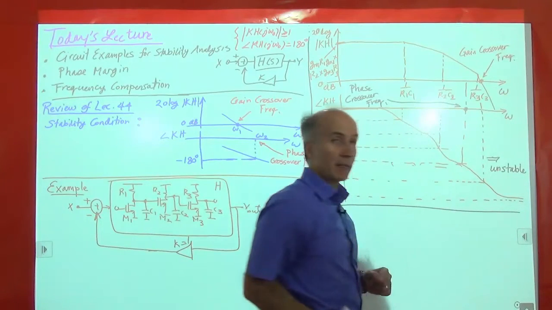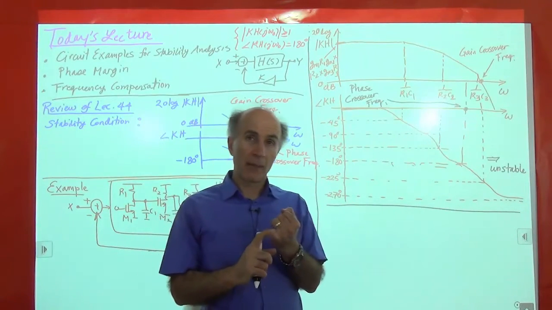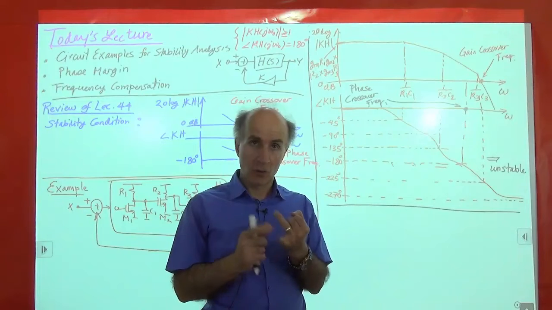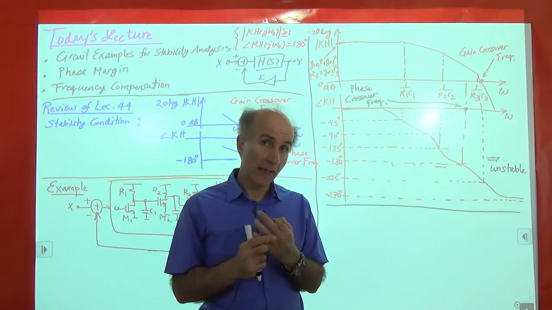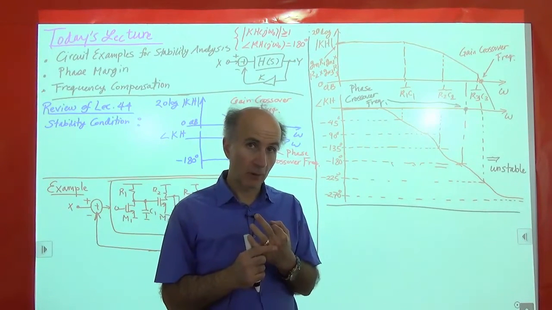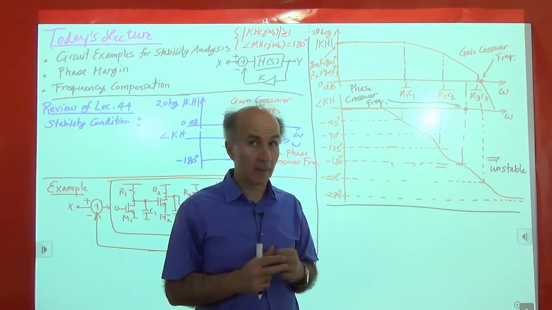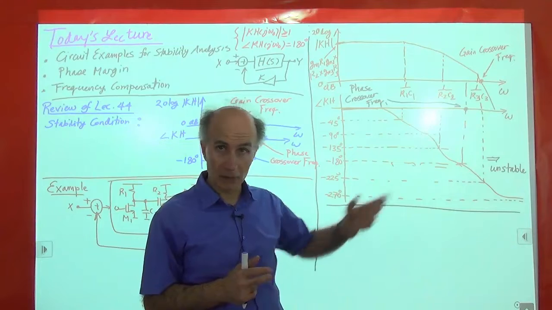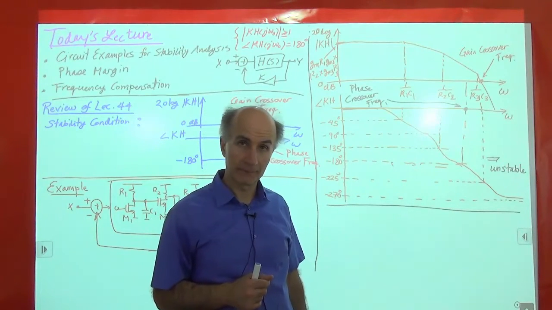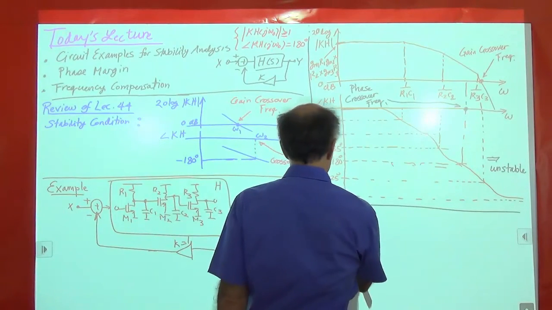So what we see is that for a one-pole amplifier or one-pole system or a two-pole system, we did not have any stability problems, if you remember from the last time. But for a three-pole system, we do have a problem, right? It can become unstable. All right, next example.